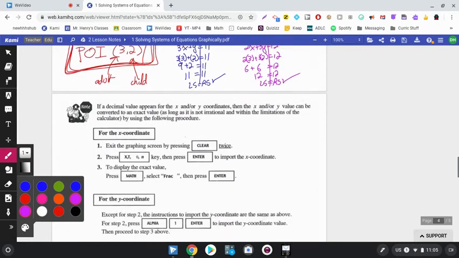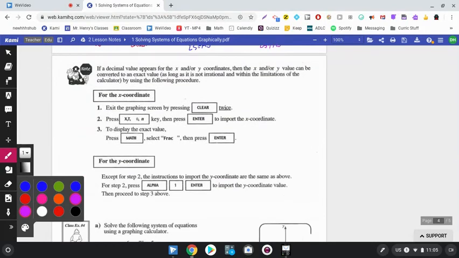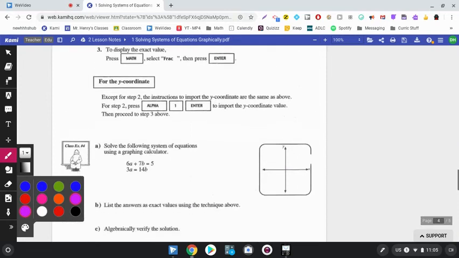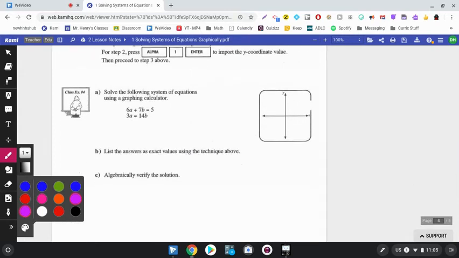Moving on, let's solve a little bit more with our graphing calculator. I'm going to show you something cool we can do with our calculator as we solve. Solve the following system of equations using a graphing calculator. 6a plus 7b equals 5. 3a equals 14b. So what I'm going to do to start is say a normal coordinate pair would be x comma y.